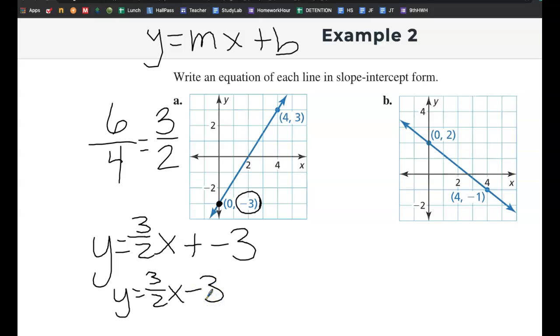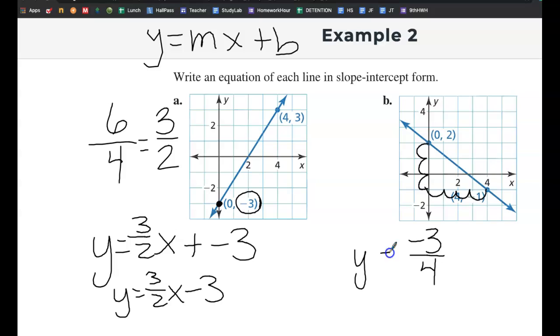Okay, you do the same thing for b. You're going to count the rise over the run. So you go down 1, 2, 3. So down is going to be negative. And then right 1, 2, 3, 4. So -3 over 4 is your slope.